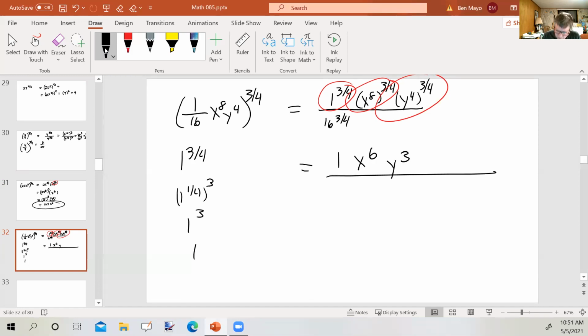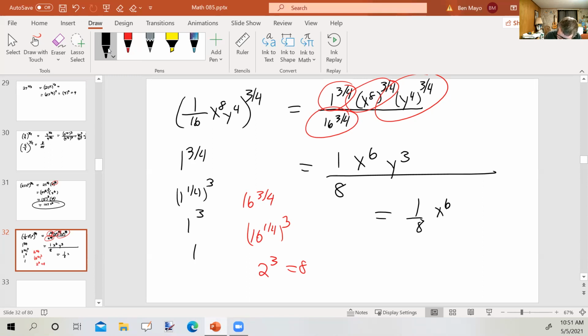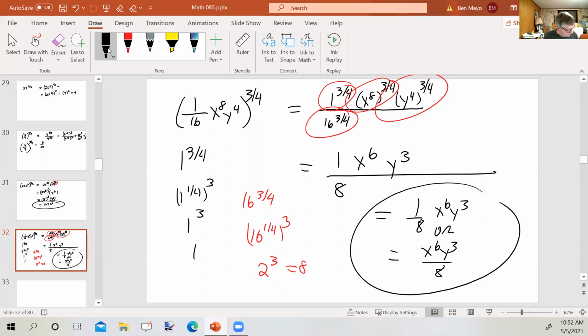So y cubed. And then in the denominator, 16 to the 3/4 power would be 16 to the 1/4 power cubed. 16 to the 1/4 power is 2. 2 cubed is 8. So we get that. And we could write that as 1/8 x to the 6th y cubed, or x to the 6th y cubed all over 8. Either of those. All right.